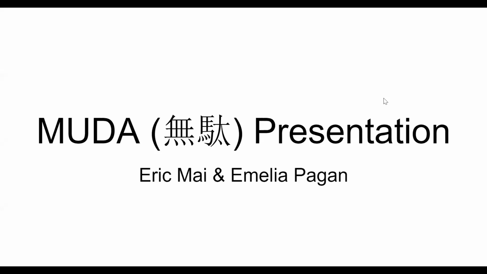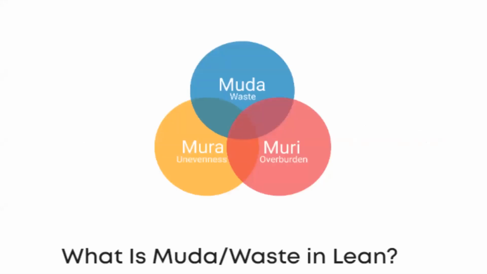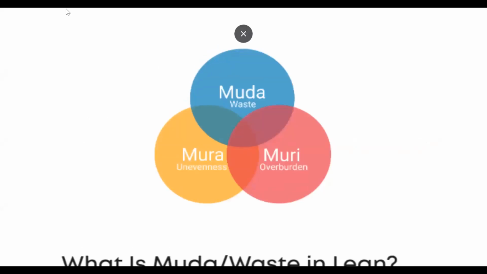We'll be going over the 7 different MUDAs, as well as MURI and MURA. So what is MUDA? MUDA is essentially waste in our production line, and we would want to eliminate that waste as much as possible in order to have a lean manufacturing process.